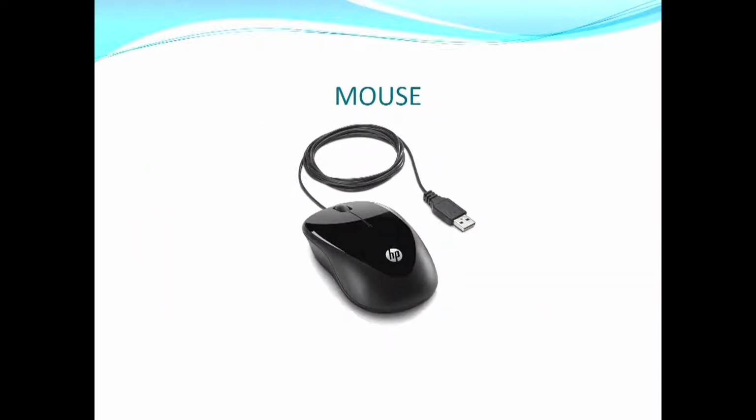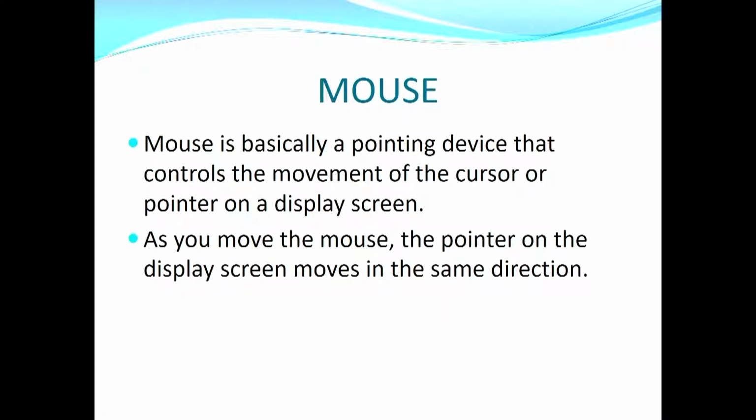Now the next input device which we are going to talk about is a mouse. So this is what a traditional mouse looks like. A mouse is basically a pointing device that controls the movement of the cursor or the pointer on a display screen. As you move the mouse, the pointer on the display screen moves in the same direction as you move the mouse. A mouse may contain 1, 2 or 3 buttons which have different functions depending on what program is running.